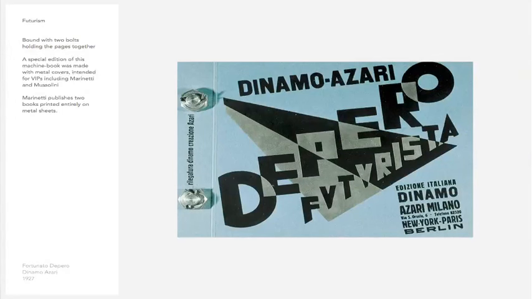This book is kind of interesting. It was bound with bolts, which was, you know, a first, and really kind of looking at the book as a machine, made of assemblable and disassemblable parts. The designer who made this, and this was essentially his portfolio, had some VIP editions where the cover was metal, and those were made for, among others, Mussolini and Marinetti, the founder of the Futurist movement. And then, not to be outdone, Marinetti publishes two books printed entirely on metal sheets, not just the covers. So take that.